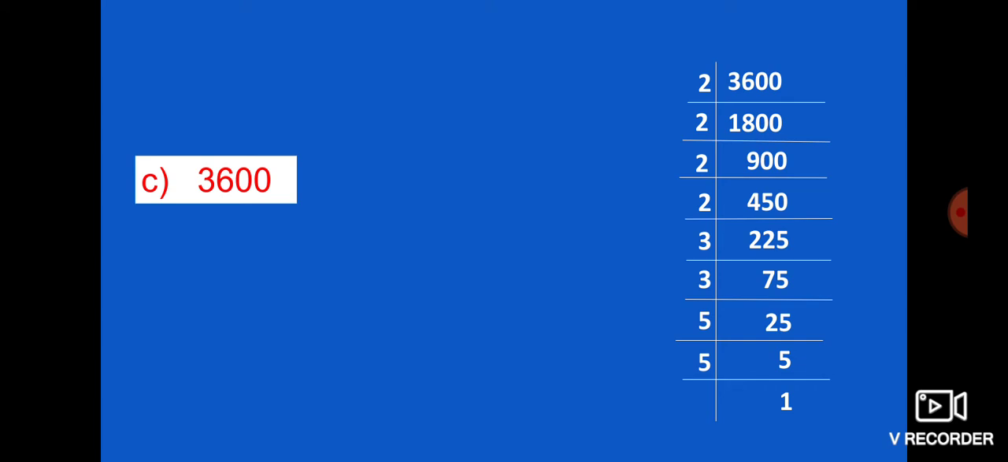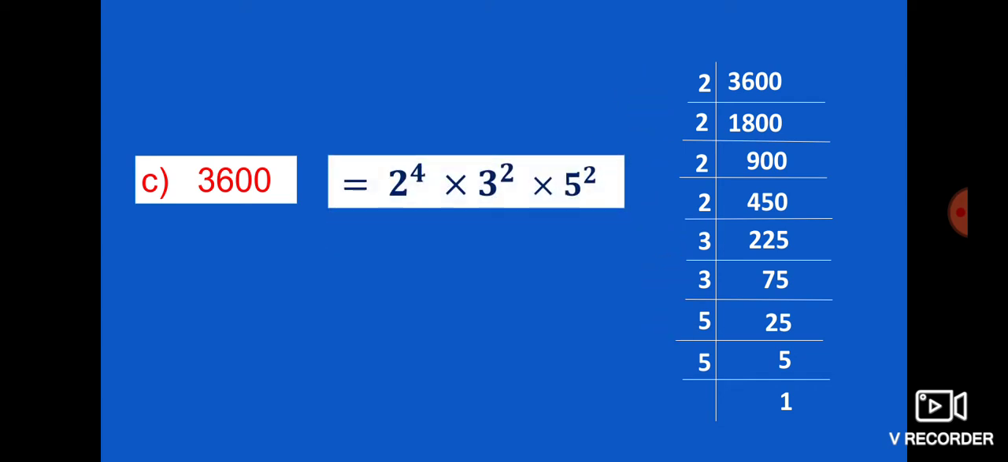So how many 2s here? 4 times 2. Then 2 times 3, 2 times 5. So we can write like this: 2 raised to 4 into 3 square into 5 square.